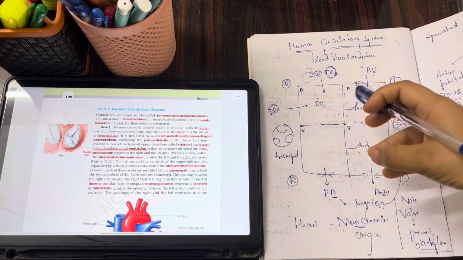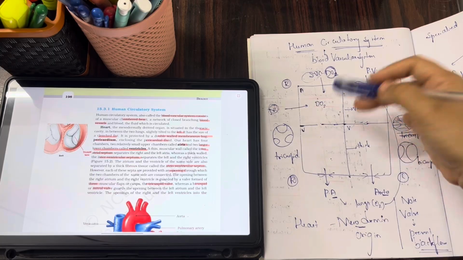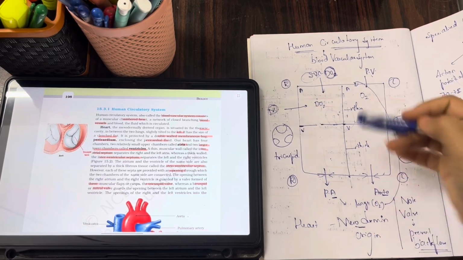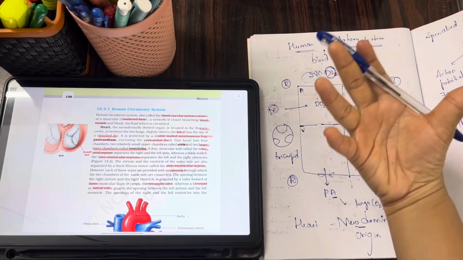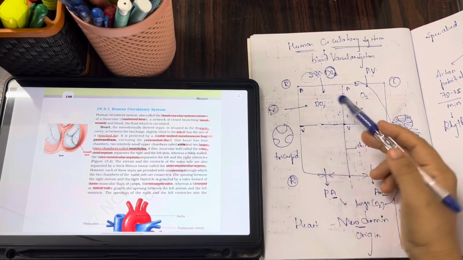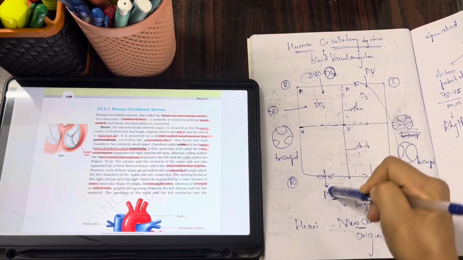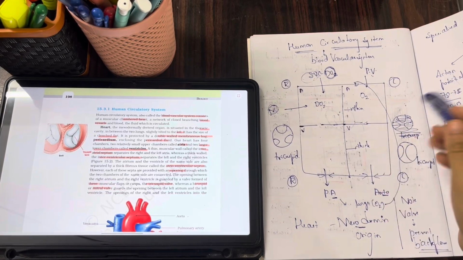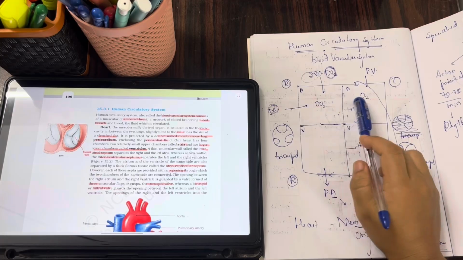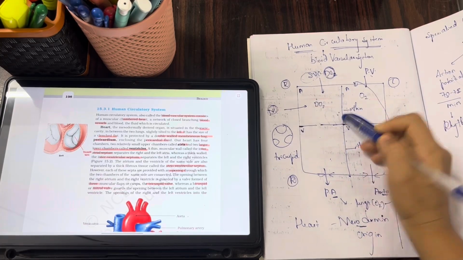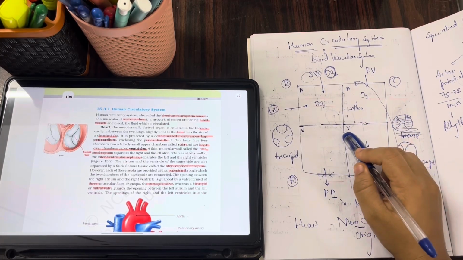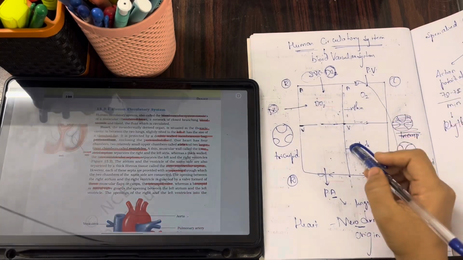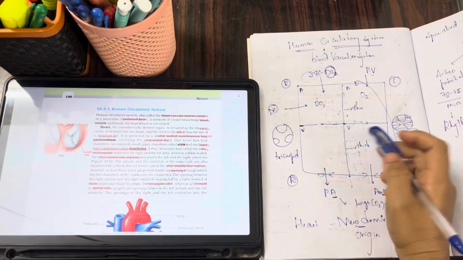Assume someone is sleeping on this page, then their hand will be right on this side and left on this side. You should assume someone is sleeping on your page. On the right side, always the deoxygenated blood comes, and on the left side, always the oxygenated blood comes. Between the two atria there is the interatrial septum, and between the two ventricles there is the interventricular septum. But the interatrial septum is a bit thinner compared to the interventricular septum.